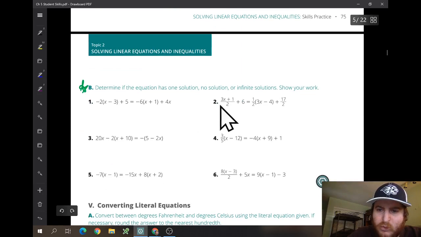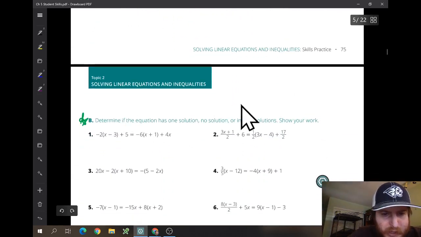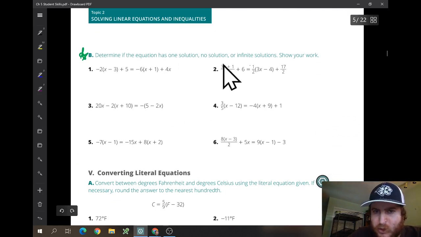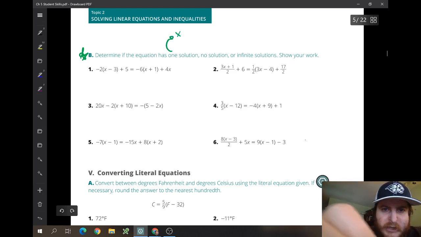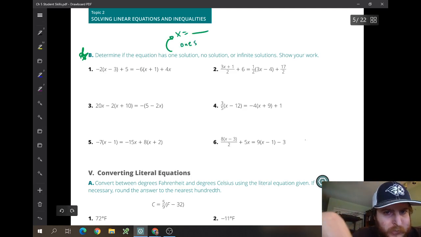Then for part B, you don't have to write out all of these steps. On part B, you can just do it, but you're looking for if it has one solution, no solutions, or infinite solutions. So remember, one solution is if you just get x equals a number. Then you're not going to write that number. You're going to write one solution. I don't care what the number is. You're going to circle one solution.